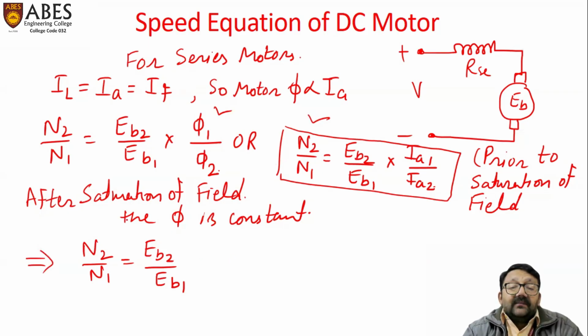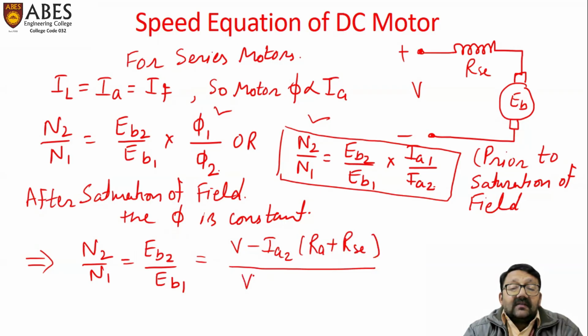So this is the speed equation after saturation, where EB2 can be written as V minus Ia2 times (Ra plus Rsc), where Ra is the armature resistance and Rsc is the resistance of series field winding. Similarly, Ra plus Rs. So these are the different types of torque and speed equations which we use in case of DC motors.